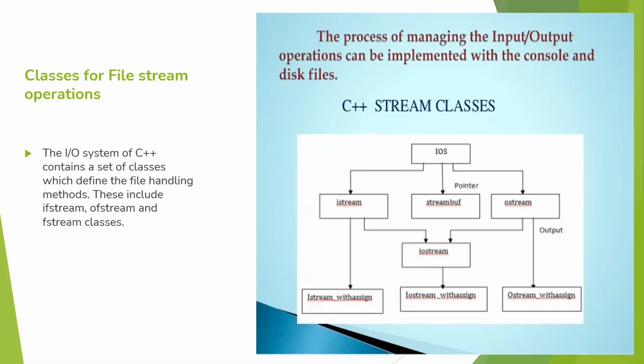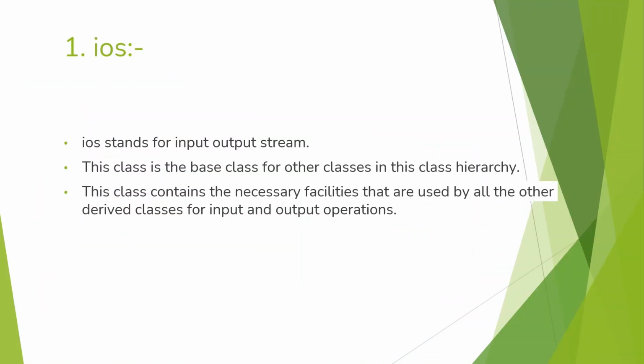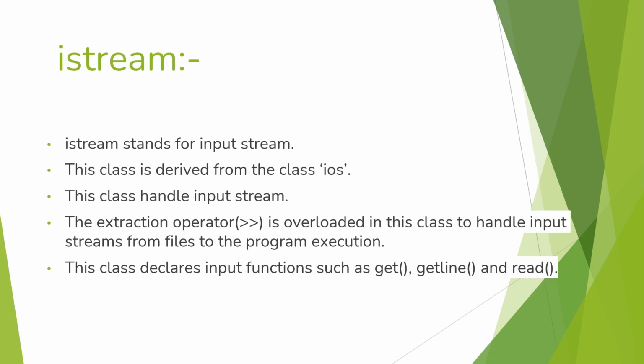This is a simple hierarchical structure of the stream classes. Now we can see one by one. First, this is the main base class. What is the file? ios. This ios stands for input output stream. So this will be the base class in the class hierarchy. From this base class, every input output operation is inherited. This class contains the necessary facilities that are used by all other derived classes for input and output operation.